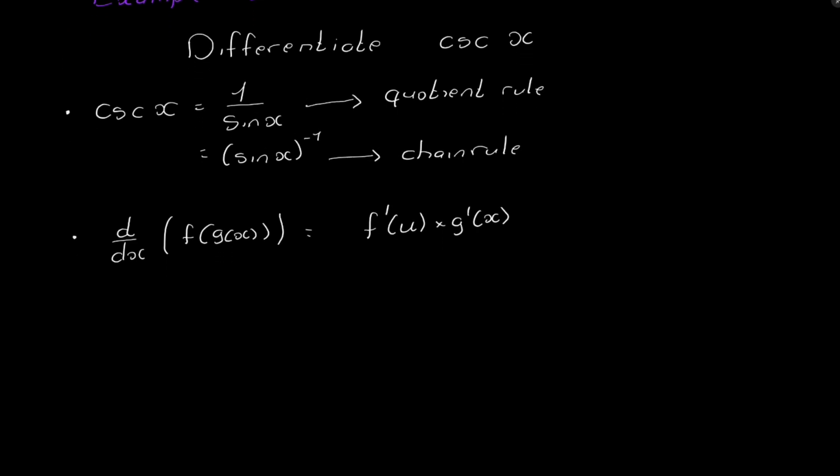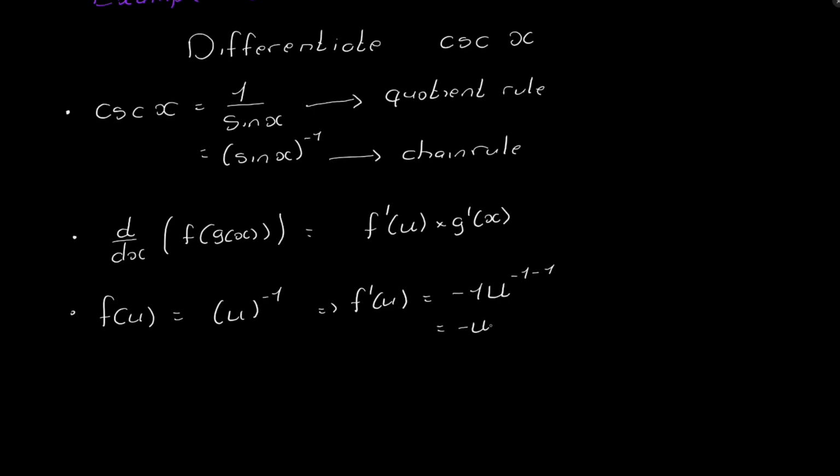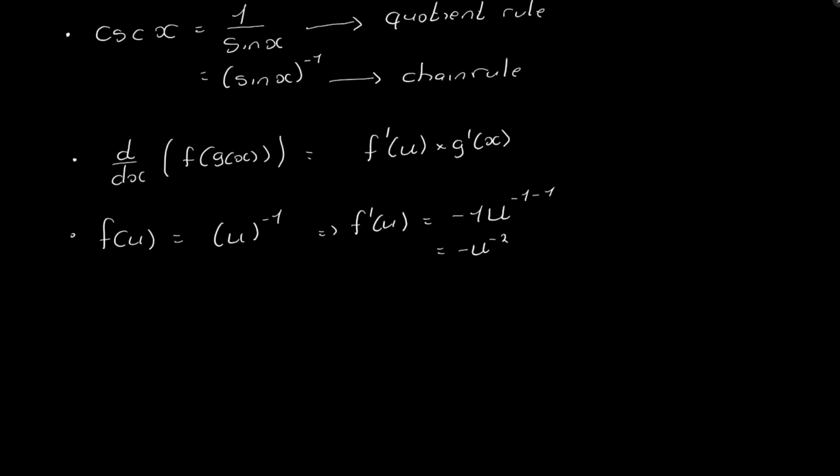So the first thing is we need to identify our inner function and our outer function. So what is our inner function? Our inner function is sine x. So the first thing is f prime of u, whereas f of u is u to the power -1, that is replacing our inner function with u. f prime of u, the differential of u to the power -1, gives us -1 u to the power -1 minus 1, recalling our power rule, which gives us negative u to the power -2.